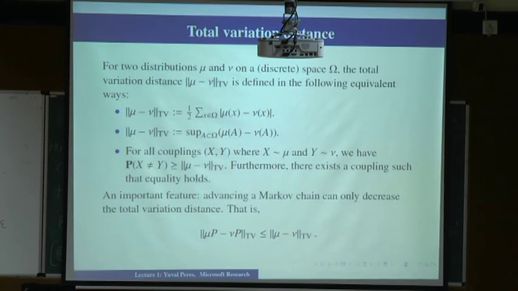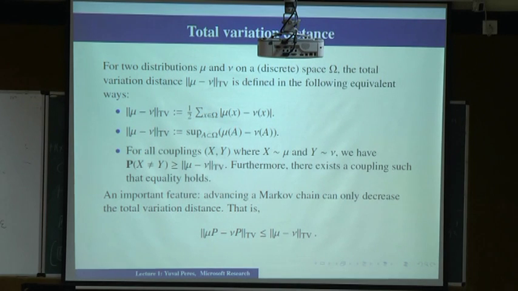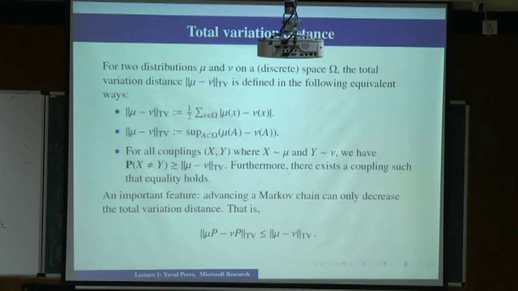Okay, so how do we measure distance to stationarity? Since we want to be quantitative, there are different ways to measure, and some are good for different purposes. The most important one by far is the total variation, which is just half the L1 distance. This is the total variation distance between two distributions. We will apply it when one of them is the stationary distribution and the other is the distribution of the Markov chain at time t.